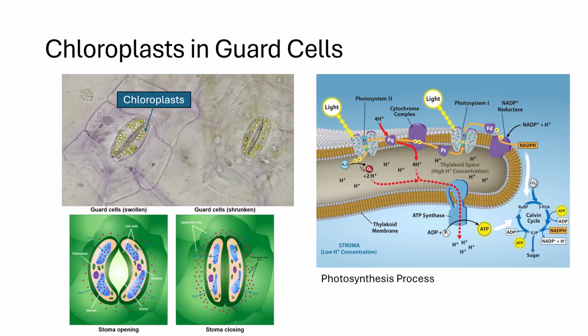In guard cells, however, much of the energy is used for a different purpose. Guard cells actively regulate the opening and closing of the stomatal pore by pumping ions in and out of the cell. These ion movements drive the uptake and release of water, changing turgor pressure and causing the guard cells to change shape. Because this process requires large amounts of energy to power proton pumps and other transport proteins, guard cells contain many chloroplasts that supply the ATP needed to control stomatal movement.